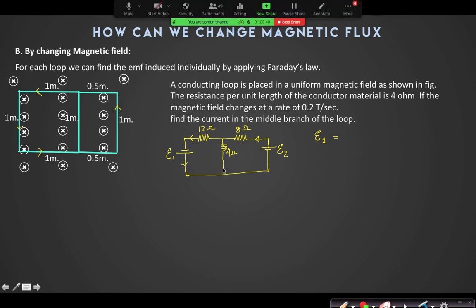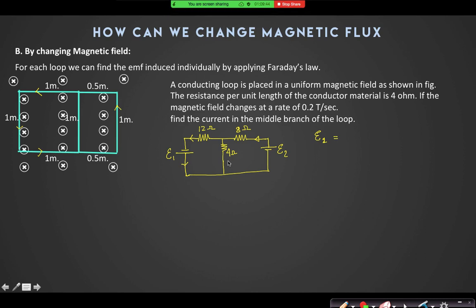0.2, yes, and dB/dt is 0.1 into area. Dphi dt here I can write as dB/dt into area. Yes or no? Yes. Area is 1 and dB/dt is 0.2. So it is 0.2. And E2 is again dB/dt into area.